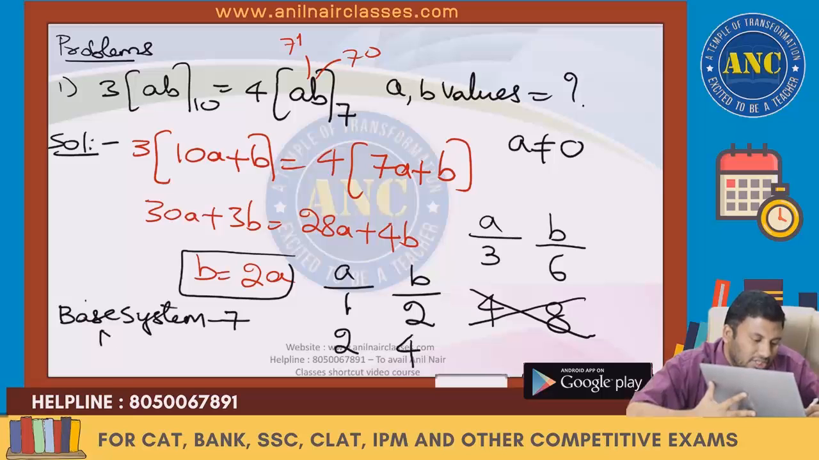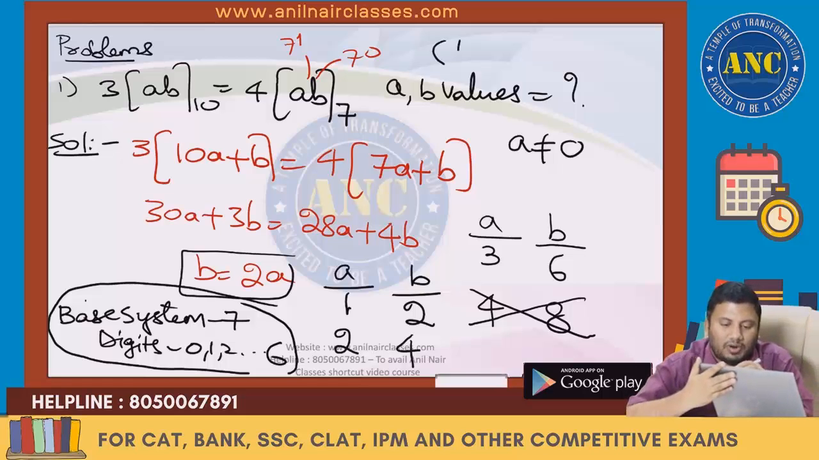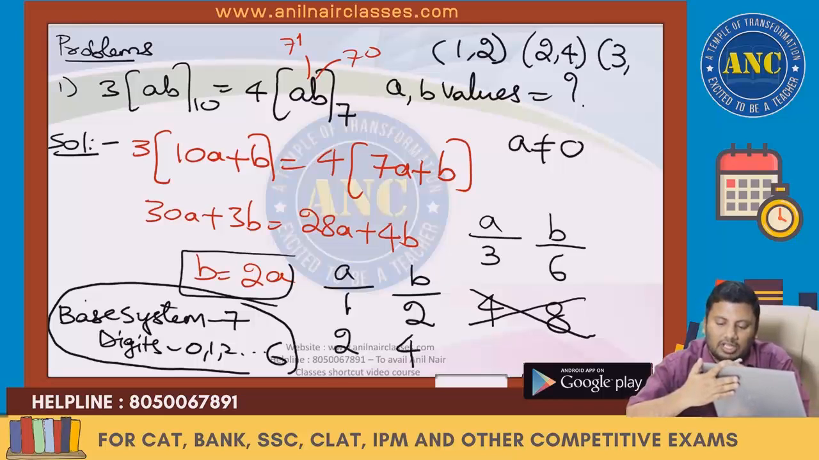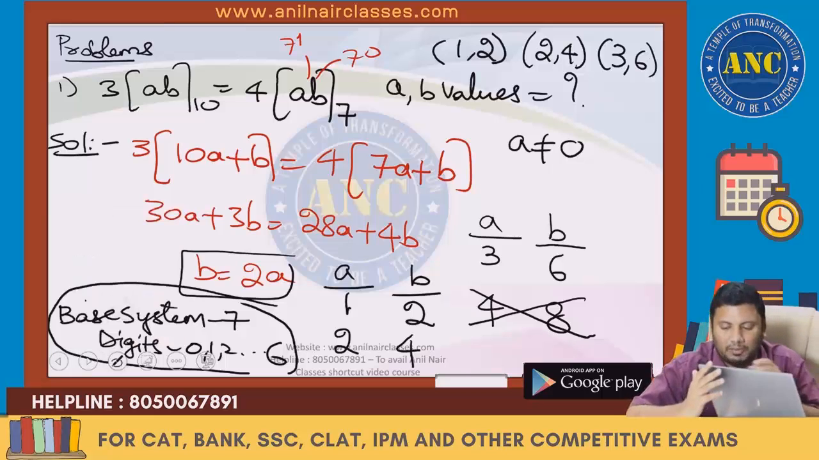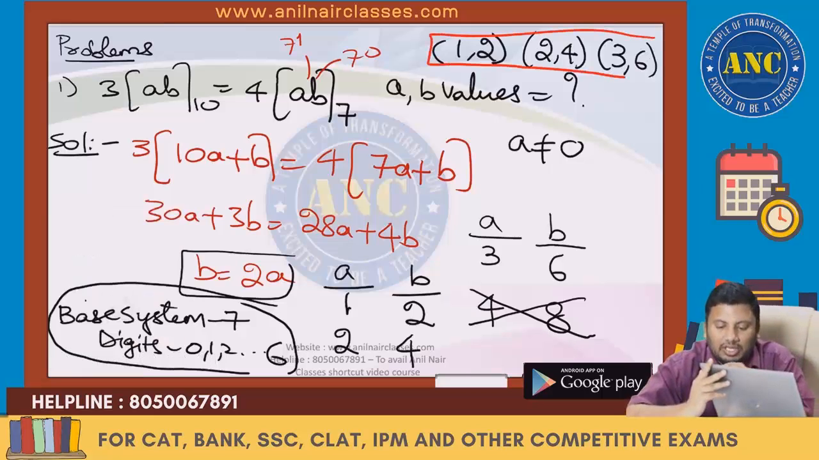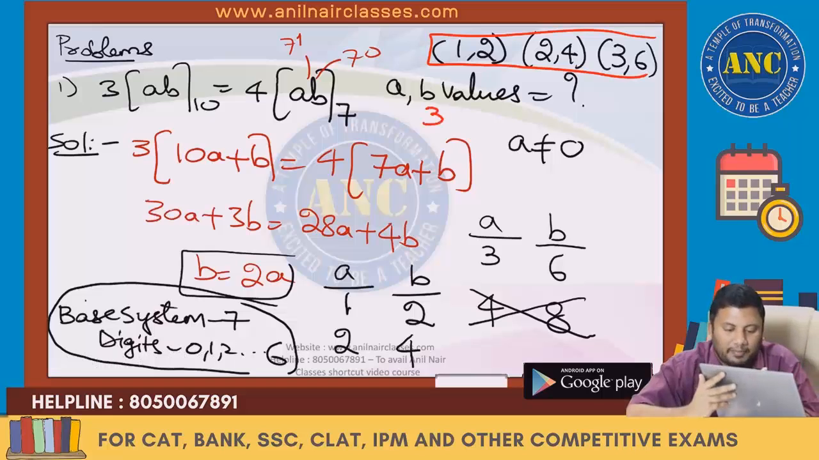In base system 7, the digits used are from 0 to 6. So what are the cases? 1, 2. Next is 2, 4. And next is 3, 6. How many values can A and B take? 3 sets. I hope the first one is clear.